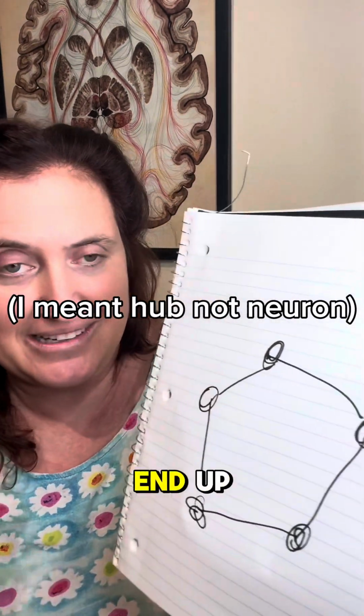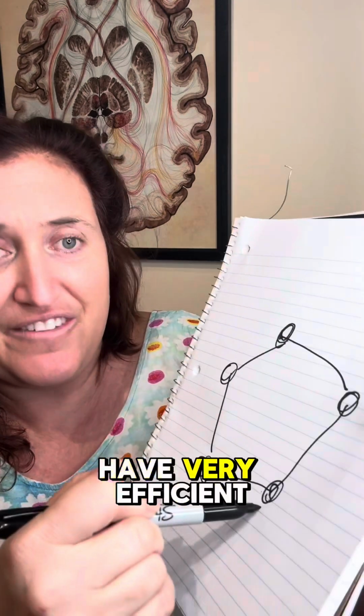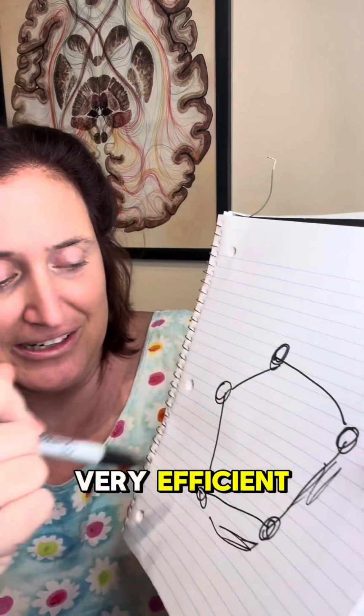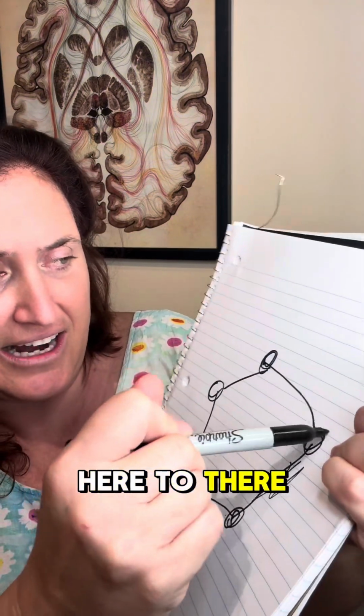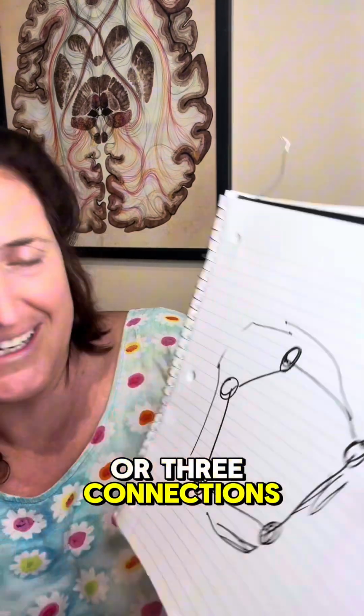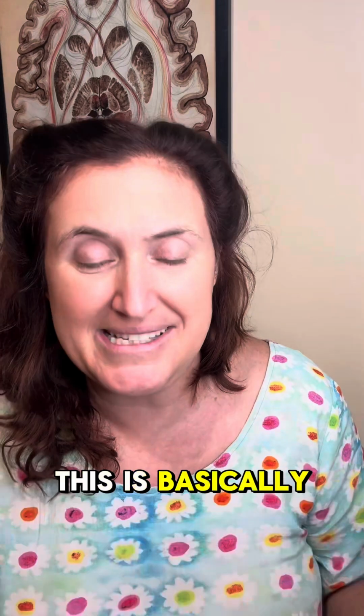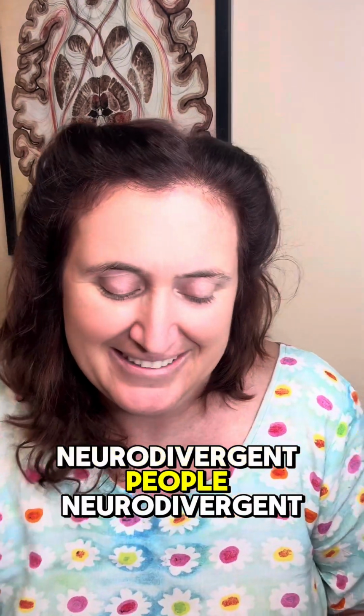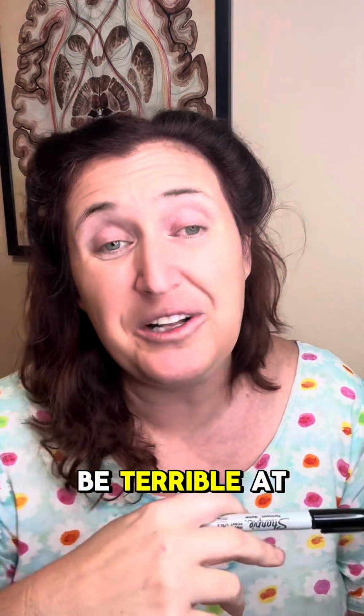And so you end up with a situation where you're going to have very efficient links, right? These are very efficient. These are very efficient. But if you want to go from here to there, you have to make 3 connections. This is basically the thing that makes neurodivergent people neurodivergent: we're going to be very good at some things and we're going to be terrible at other things.